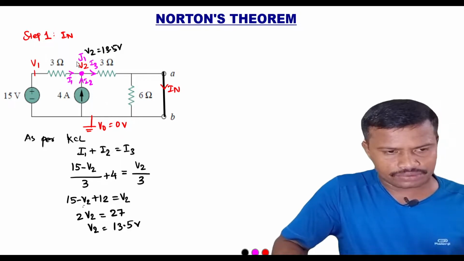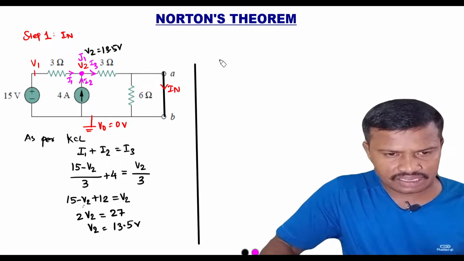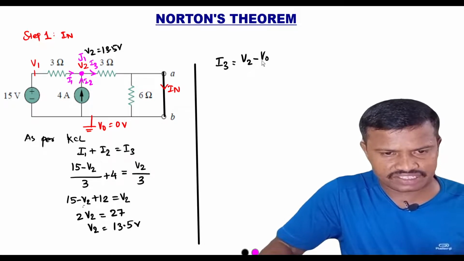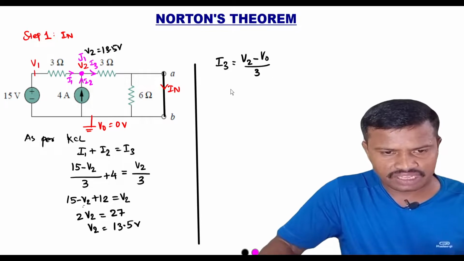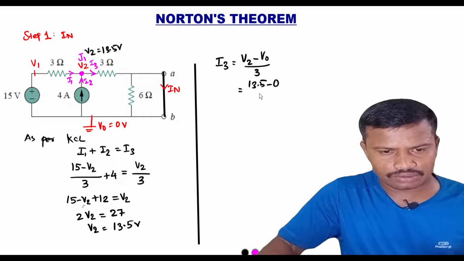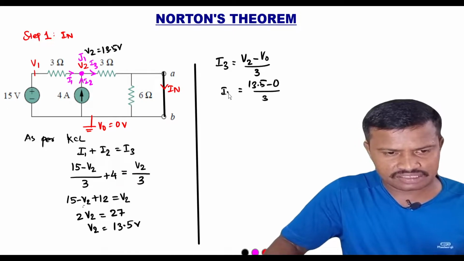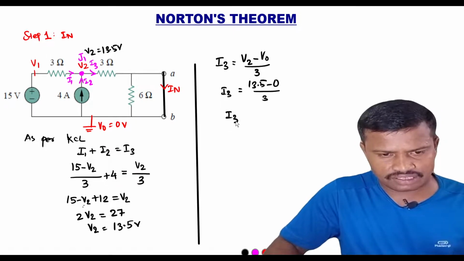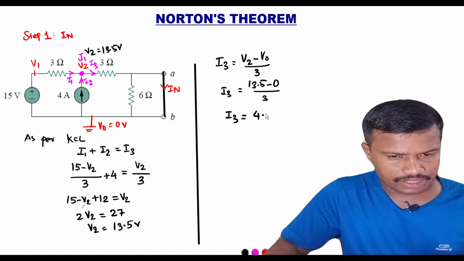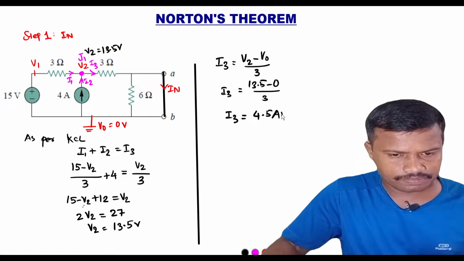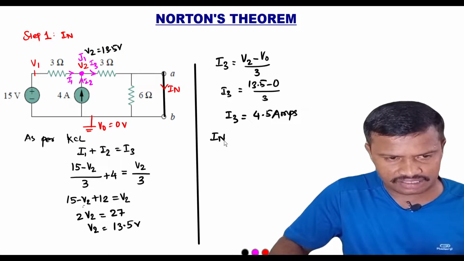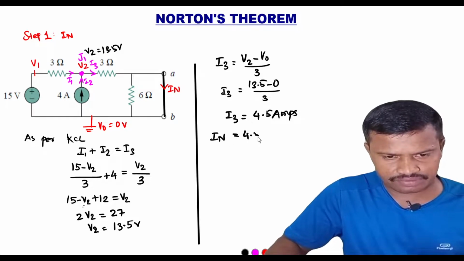As we have found V2 is equal to 13.5 volt, the current flowing through the 3 ohm resistor, I3, is equal to (V2 minus V0) divided by 3. As we know that V2 is equal to 13.5, minus 0, divided by 3. This is I3. So I3 is equal to 13.5 divided by 3, which will be 4.5 amps, and which is equal to IN, that is 4.5 amps.